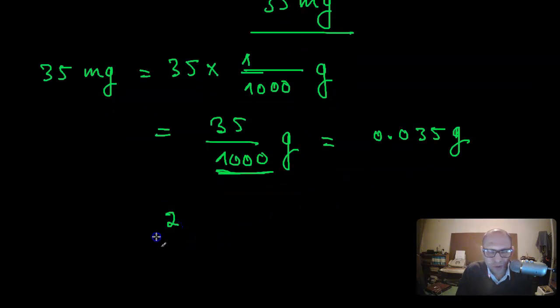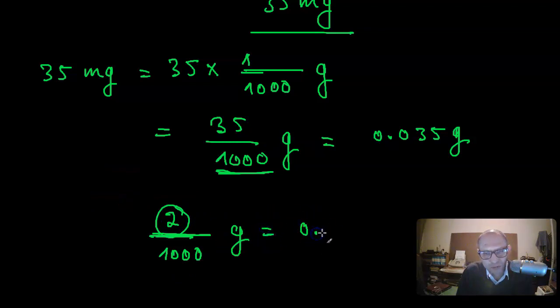Meaning that, for example, for 2 thousandths of a gram, you have a mass of 1 gram, and you divide that mass into a thousand equal masses, right? And then from those tiny thousand equal masses, if you took two of them, that would be 2 thousandths of a gram, which in decimal format would be 0.002 grams. So that's the meaning of 35 milligrams, which is a very, very small mass, right?